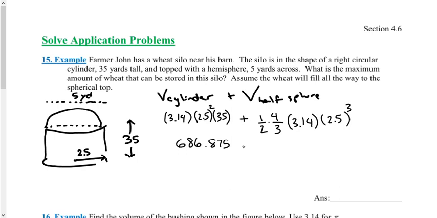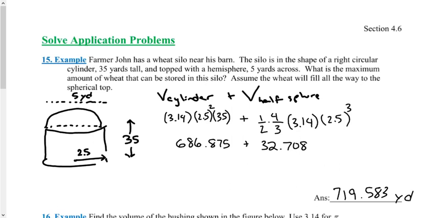So the hemisphere part of it is much, much smaller. This is a very tall silo, so the majority of the silage is going to be in the cylinder part, not so much in the top part. Okay, so we're going to go through and add these together then. Plus 686.875, and we get 719.583.